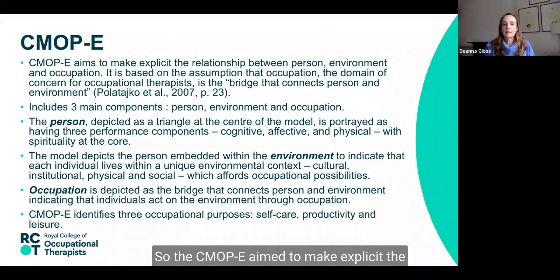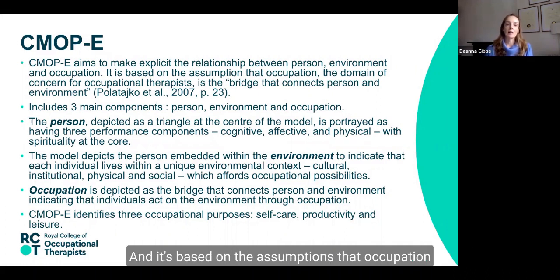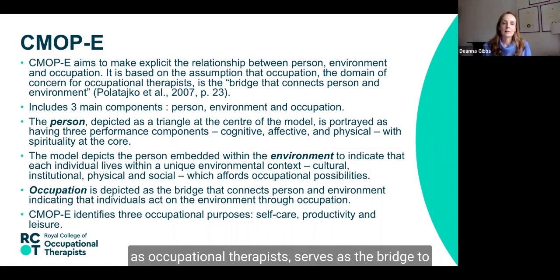So the CMOPE aimed to make explicit the relationship between the person, the environment and occupation. And it's based on the assumptions that occupation, which is the domain of concern for us as occupational therapists, serves as the bridge to connect people with their environments. The model has these three main components, as we just saw: the person, environment and occupation.